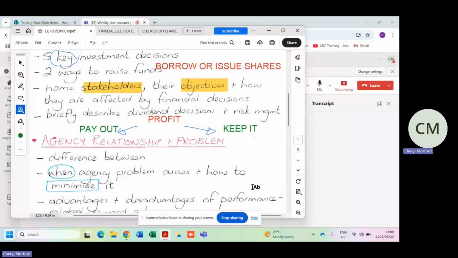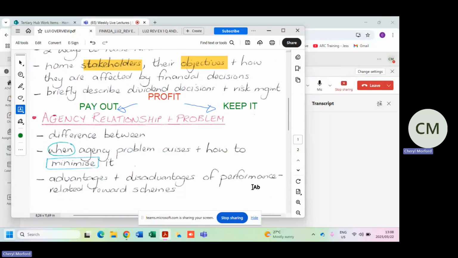Okay. Another important concept is agency relationship and the agency problem. So first up, it must be very clear that these are two different things. So on the one hand, you have the agency relationship, and then we have the agency problem. So you would need to know the difference between them and to be able to describe both. So now, who is the agency relationship between? So this is just an example of the principal-agent problem.